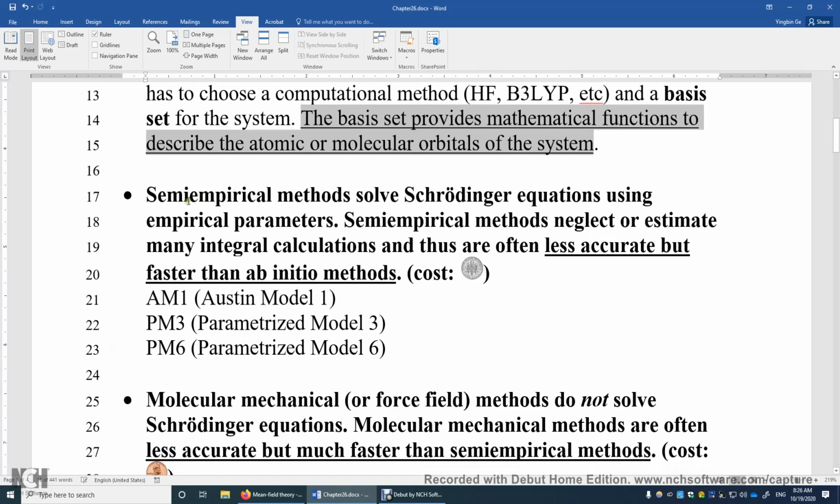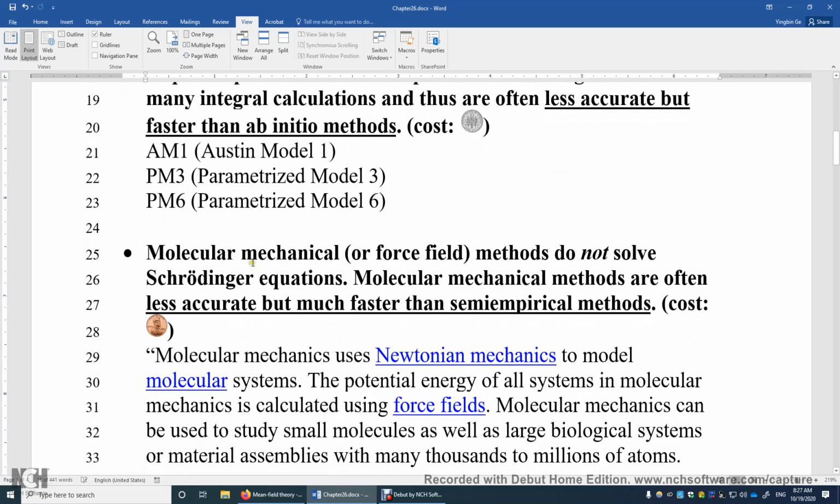Okay, and again, semi-empirical methods are much faster than the initial methods, and typically they are less accurate, with some exceptions, especially for the calculation of the training compounds or similar compounds. Molecular mechanical methods. This is in the realm of molecular mechanics. These methods do not solve the Schrödinger equations at all. So these methods are often less accurate, but faster than the semi-empirical methods.